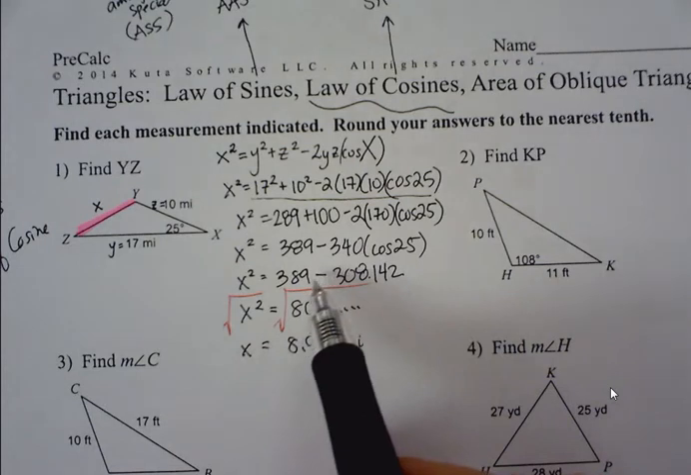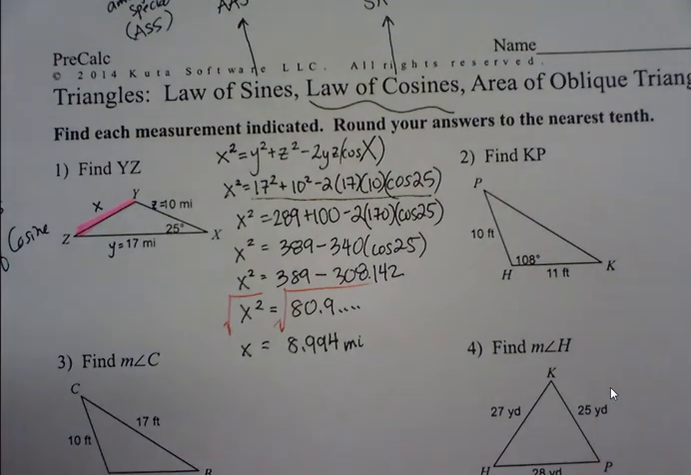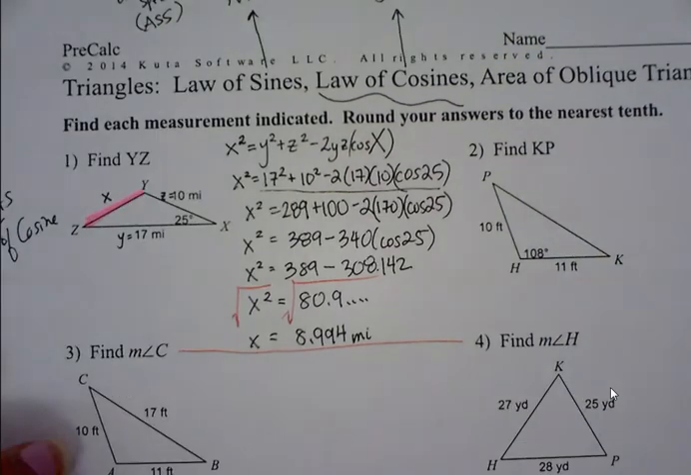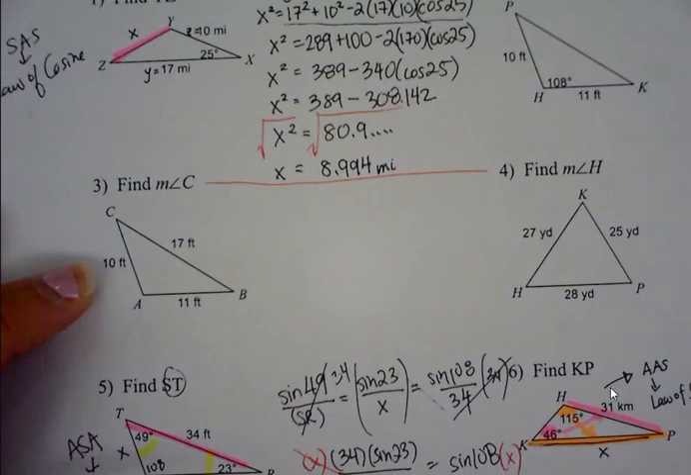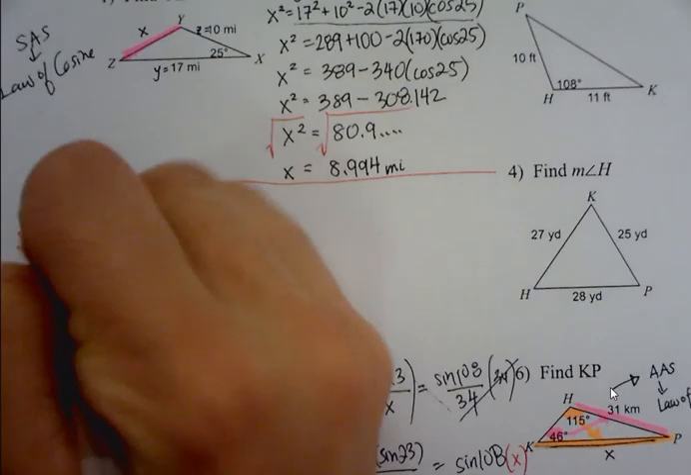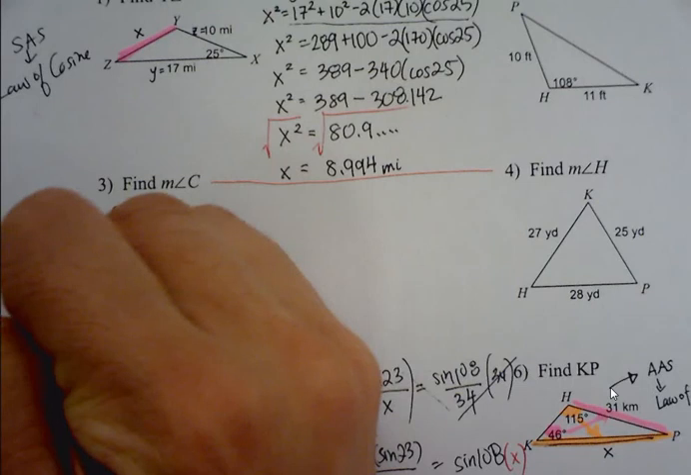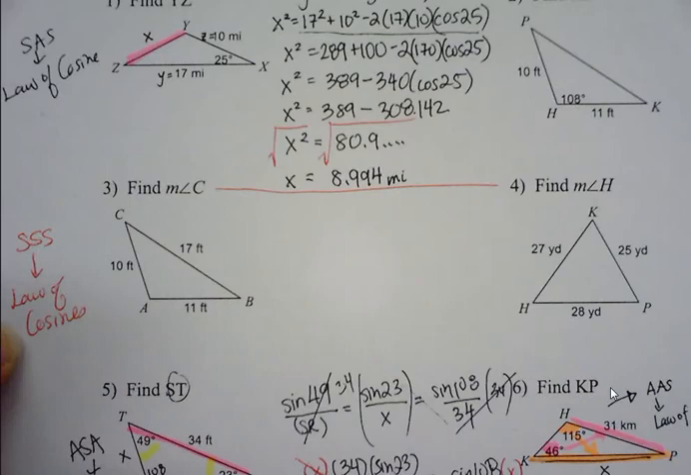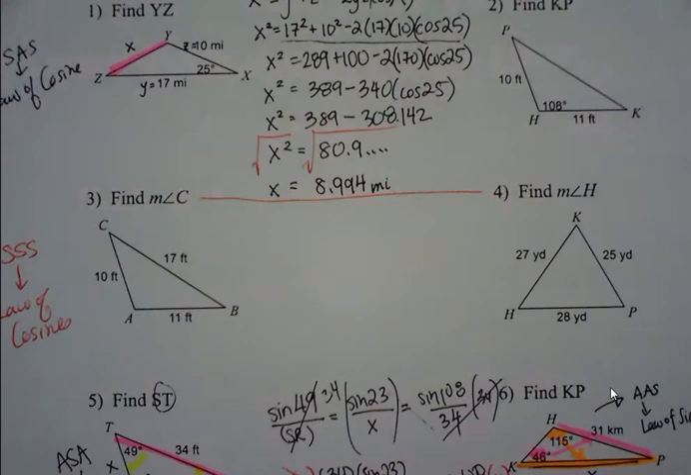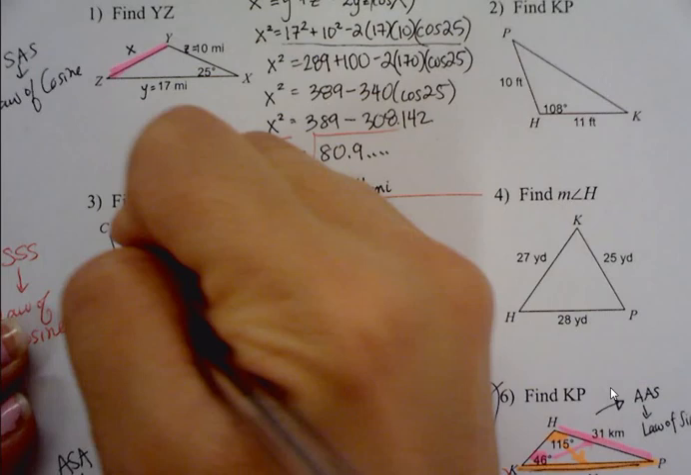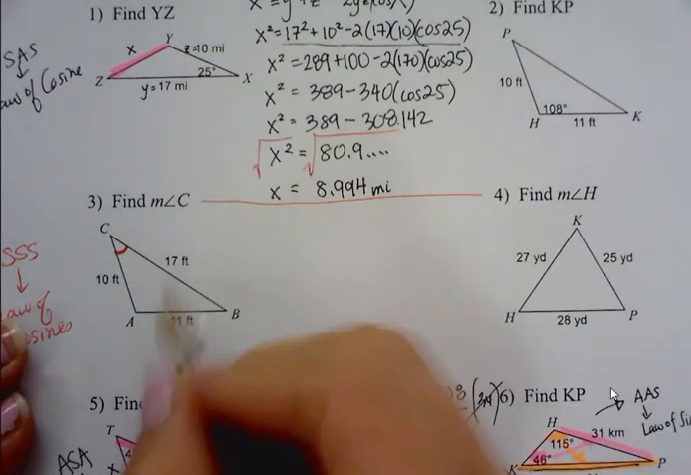Okay, let's do this one because this one's a little different now. What is this? SSS. What do you do with SSS? Law of cosines, but it's going to look different, y'all. It's going to look different. Okay? So, first of all, what are they asking me to find? Angle C.